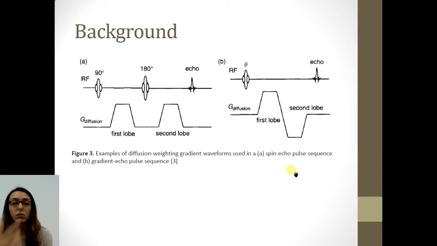Okay. So these two figures are some examples of pulse sequences used in diffusion-weighted imaging. This is the spin echo pulse sequence, and this is the gradient echo pulse sequence. If we apply a 180 between the diffusion-weighted gradients, then we can apply the same signs. And if we apply gradient echo pulse sequence, then we have to have negative or opposite signs diffusion-weighted gradients.